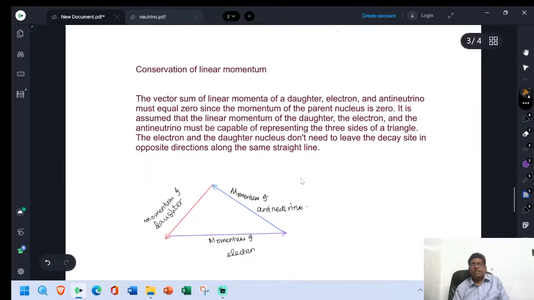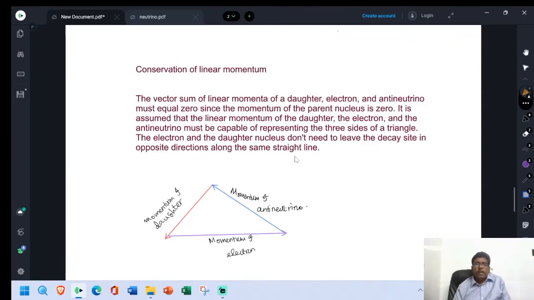Next, come to the conservation of linear momentum. The vector sum of linear momenta of a daughter nucleus, electron and antineutrino must equal 0 since the momentum of the parent nucleus is 0. It is assumed that the linear momenta of the daughter nucleus, the electron and the neutrino must be capable of representing the three sides of a triangle. The electron and the daughter nucleus don't need to leave the decay site in opposite directions along the same straight line, because in any way we may make the vector sum equal to 0.